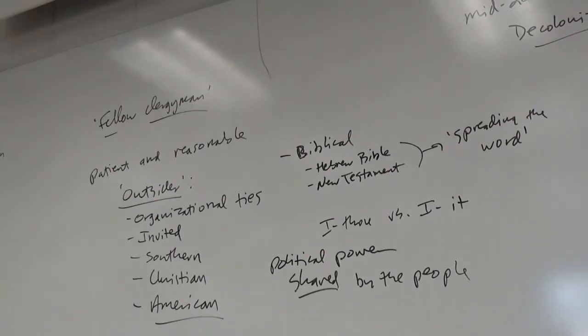Can I get somebody to read the paragraph for us that starts with, "You deplore the demonstrations that are presently taking place in Birmingham"? "You deplore the demonstrations that are presently taking place in Birmingham, but I am sorry that your statement did not express a similar concern for the conditions that brought the demonstrations into being. I am sure that each of you would want to go beyond the superficial social analyst who looks merely at effects and does not grapple with underlying causes. I would not hesitate to say that it is unfortunate that so-called demonstrations are taking place in Birmingham at this time. But I would say in more emphatic terms that it is more unfortunate that the white power structure of this city left the Negro community with no other alternative."